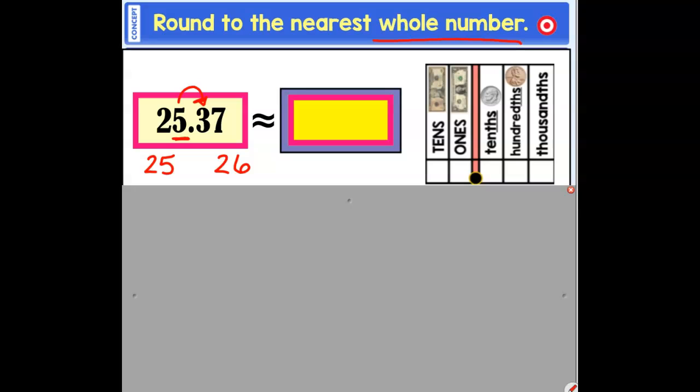My 3 tenths tell me, well, 3, 4 or less. That's definitely 4 or less. I'm going to stay at 25. Because if I think about that, it would be $25.37. If I wanted to round that to the nearest dollar, I'm closest to $25. 37 cents isn't more than 50 cents, so I wouldn't round up.